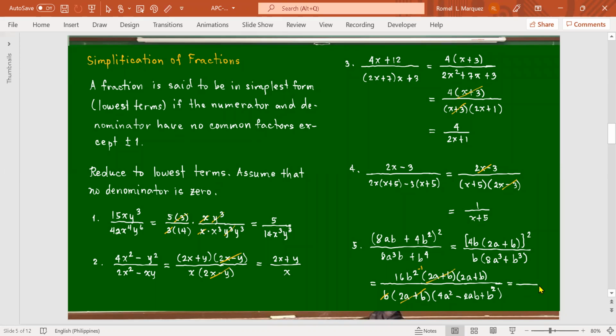Guys, in the denominator, 4a squared minus 2ab plus b squared. What about in the numerator, children? 16b times 2a plus b. No need to multiply 16b inside. You can leave your answer in factored form. But if you want, it's all right. Let's say it's a multiple choice, you just determine which one is in the choices, the expanded or the factored form. Okay?